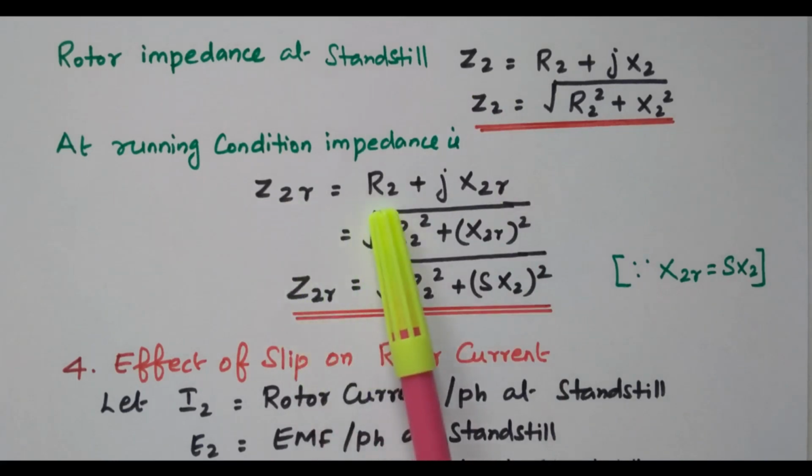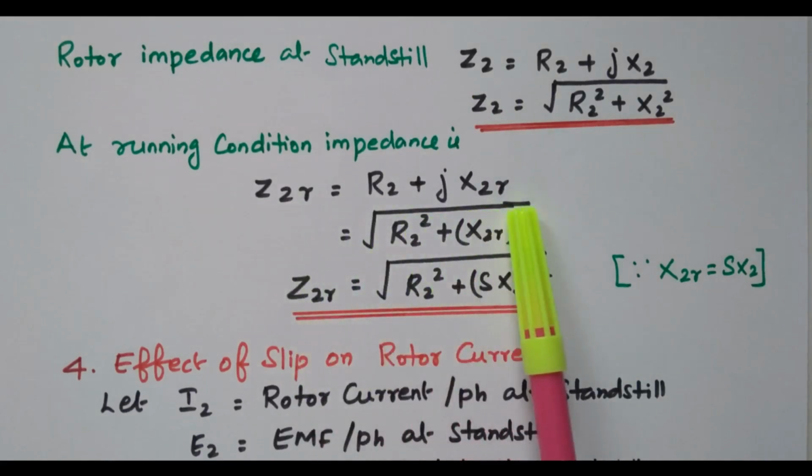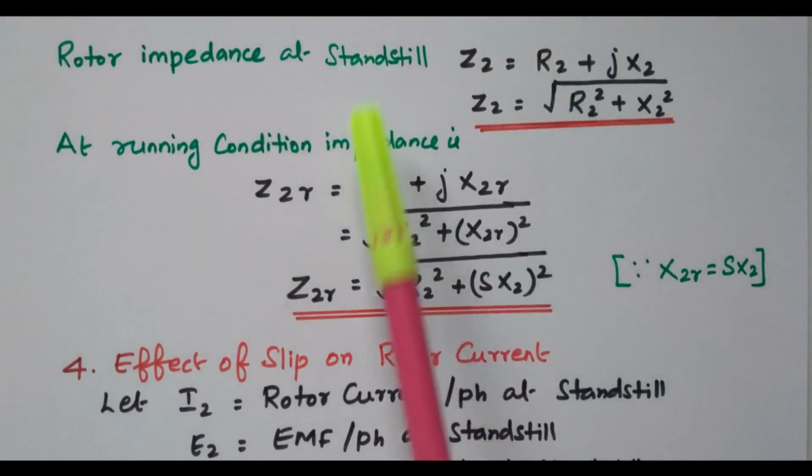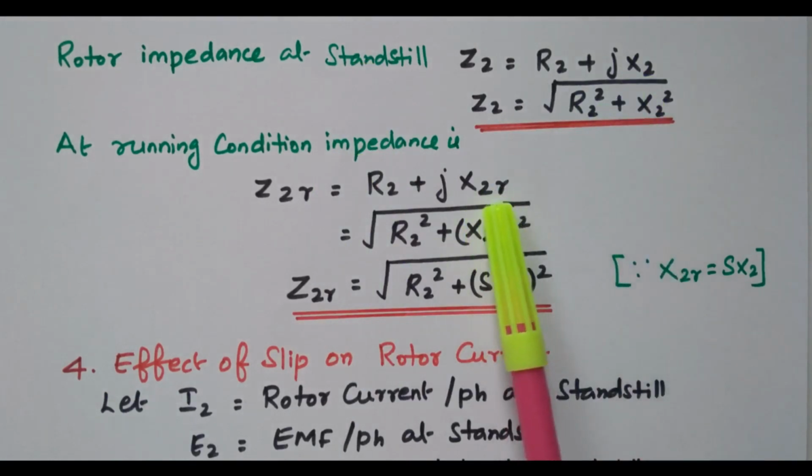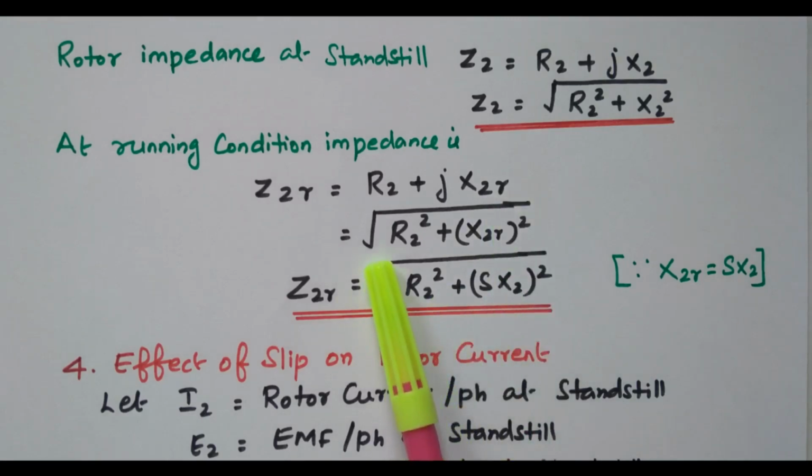So R2 plus jX2R: R2 is the same for standstill as well as running condition, but the reactance will be X2R. This is the starting condition, this is the running condition. While taking the magnitude, it is the square root of R2 square plus X2R square.